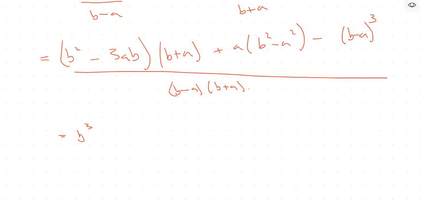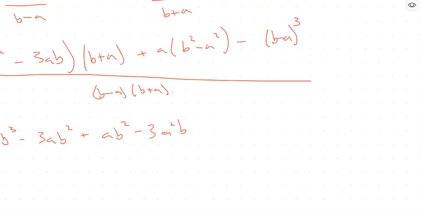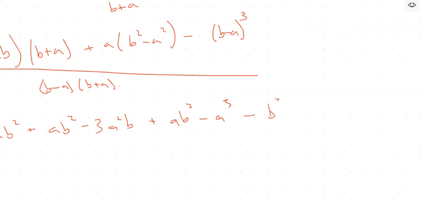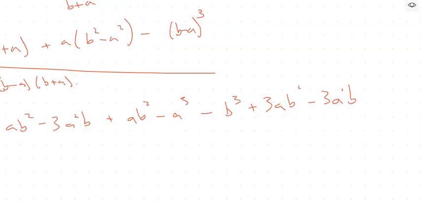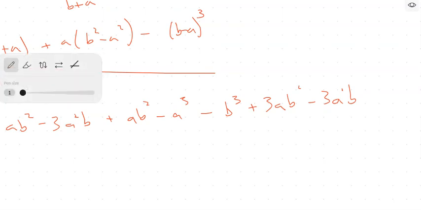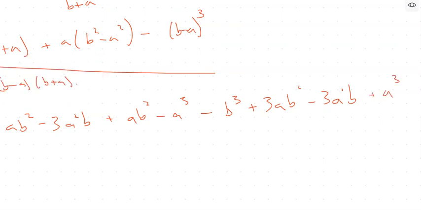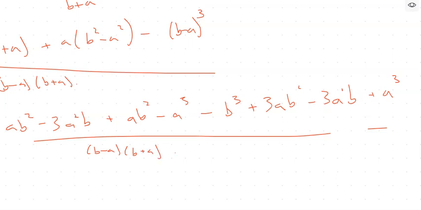So we can have b cubed minus 3ab squared plus ab squared minus 3a squared b plus ab squared minus a cubed, minus b cubed plus 3ab squared minus 3a squared b plus a cubed, all over b minus a, b plus a.